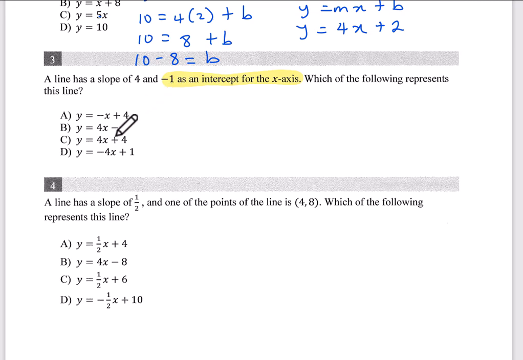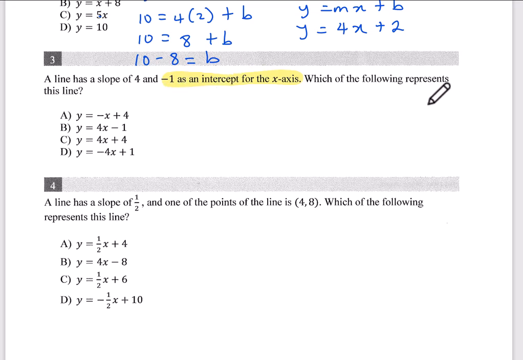Okay, another thing to know is that whenever the graph intersects, that's the point where it crosses, what is it called? Crosses the y-axis, sorry. So a line has a slope of 4 and -1 as an intercept for the x-axis.